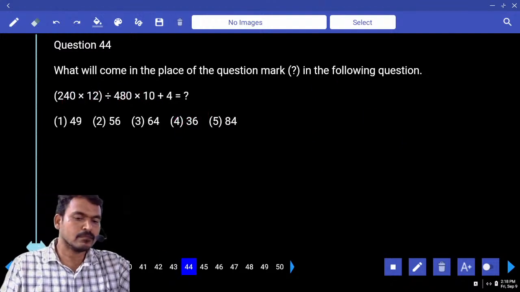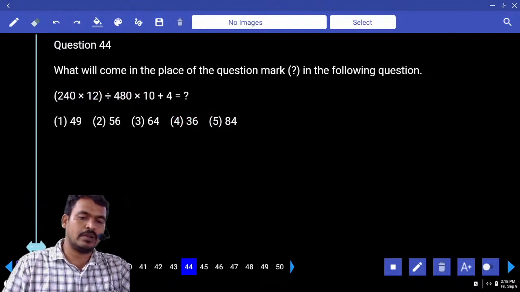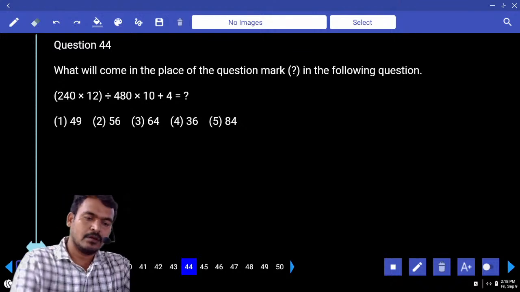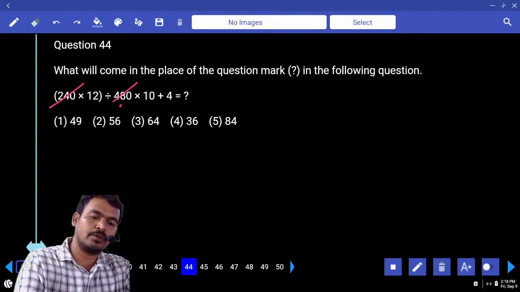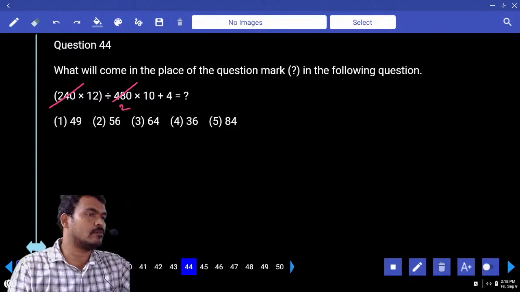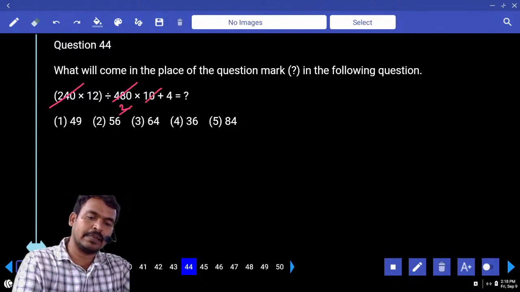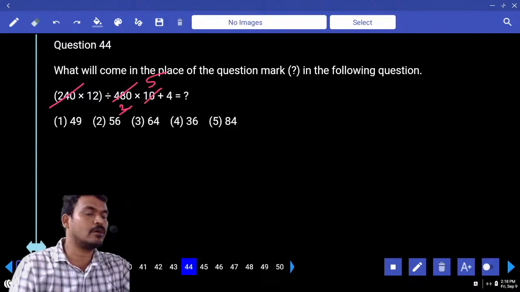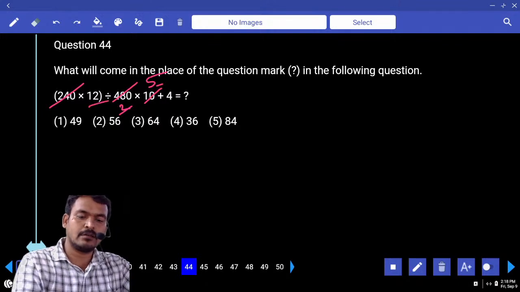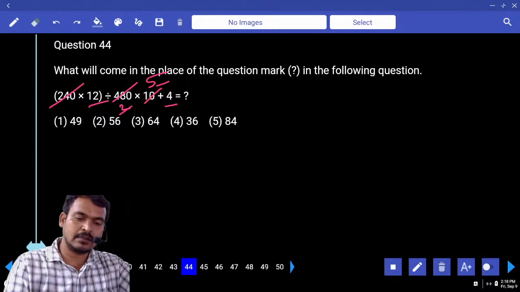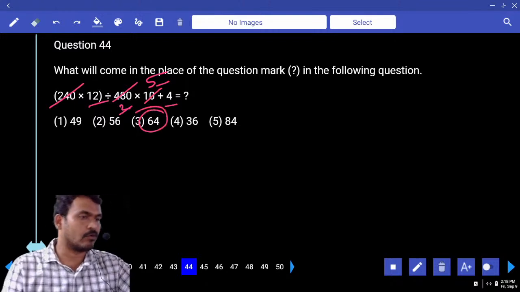44. 240 into 12 divide by how much? 480. 40, directly 480, how many times? 2 times or not? 2 how many times? 10. 5 times or not? 12 into 5, 60 plus 4. Answer C4.